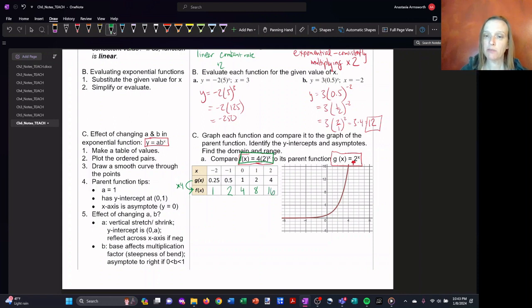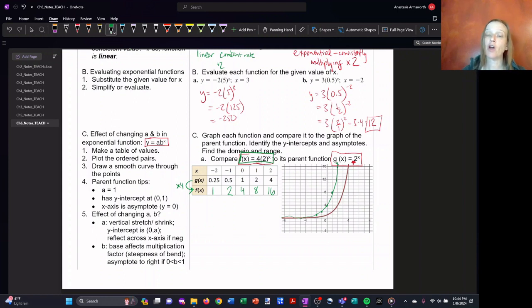So if I plot these points on the graph, at -2, I have a value of 1. At -1, I have a value of 2. At 0, I have a value of 4. At 1, I have a value of 8. And at 2, I have a value of 16. And I do apologize, I have a sore finger and I didn't draw the best curve ever down here at the bottom.